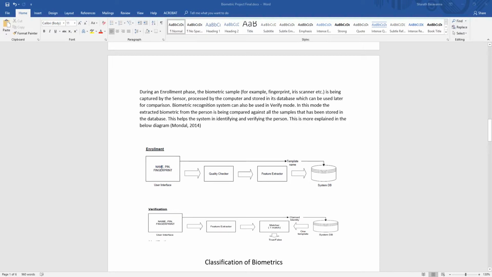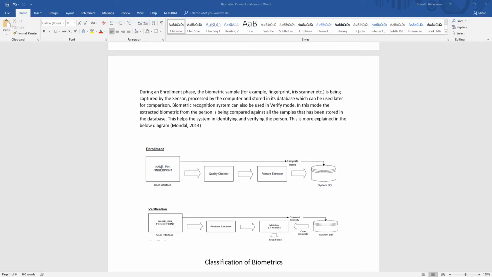Now, as I mentioned, in the enrollment phase, here is a small diagram. In an enrollment phase, the print or fingerprint or something like that goes to a quality checker, and then the feature is extracted and stored in the DB. That is what the enrollment phase is.